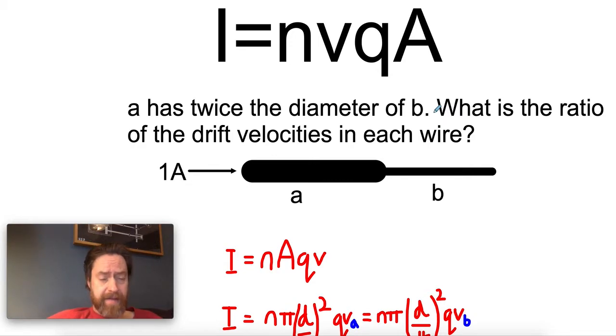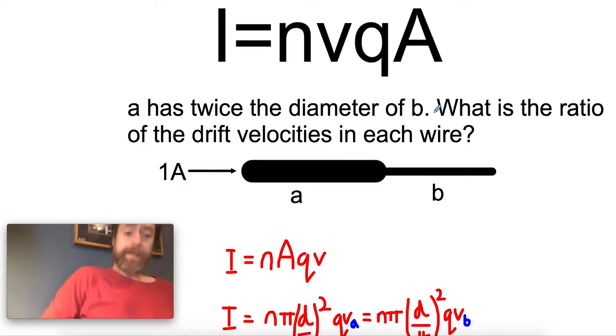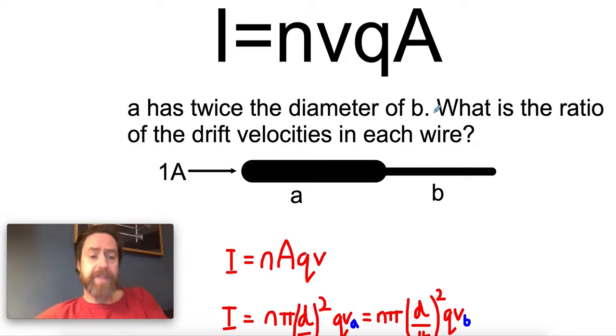So I've done this twice. I think on the next slide it's a slightly shorter, simpler way. On this slide I've broken down every little step. So we start with the same problem that we had earlier on. We've got A and B. A has got twice the diameter of B. The current in them is the same. That's important. So I've started by jotting down the equation, I equals nAqv.